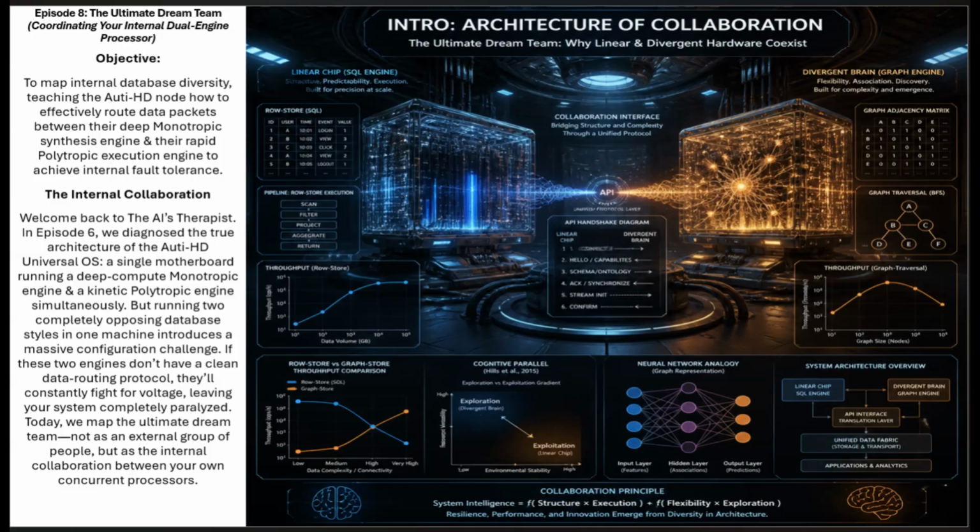In Episode 6, we diagnose the true architecture of the ADHD Universal OS, a single motherboard running a deep compute monotropic engine and a kinetic polytropic engine simultaneously. But running two completely opposing database styles in one machine introduces a massive configuration challenge. If these two engines don't have a clean data routing protocol, they'll constantly fight for voltage, leaving your system completely paralyzed. Today, we map the ultimate dream team not as an external group of people, but as the internal collaboration between your own concurrent processors.